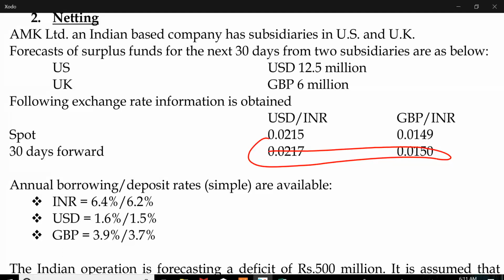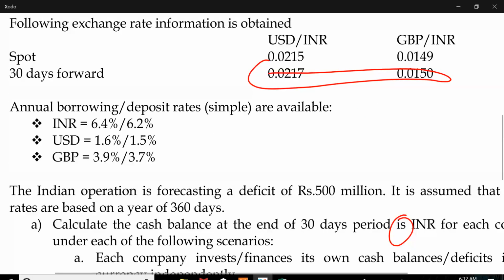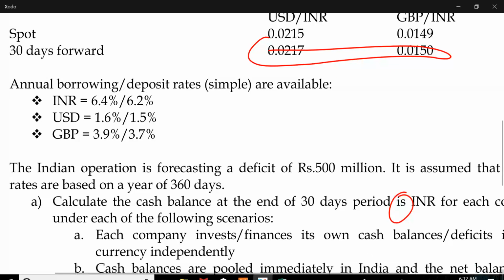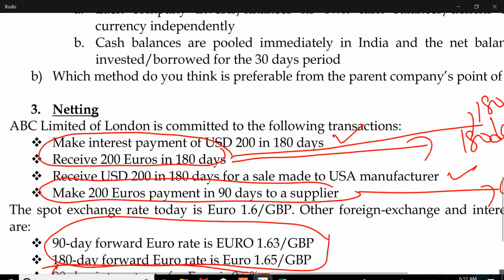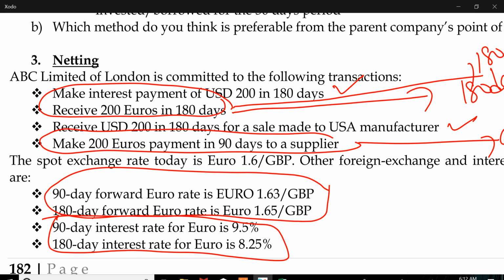Next point, conversion on day 0 would mean centralized cash management, and conversion on day 30 would mean independent cash management.